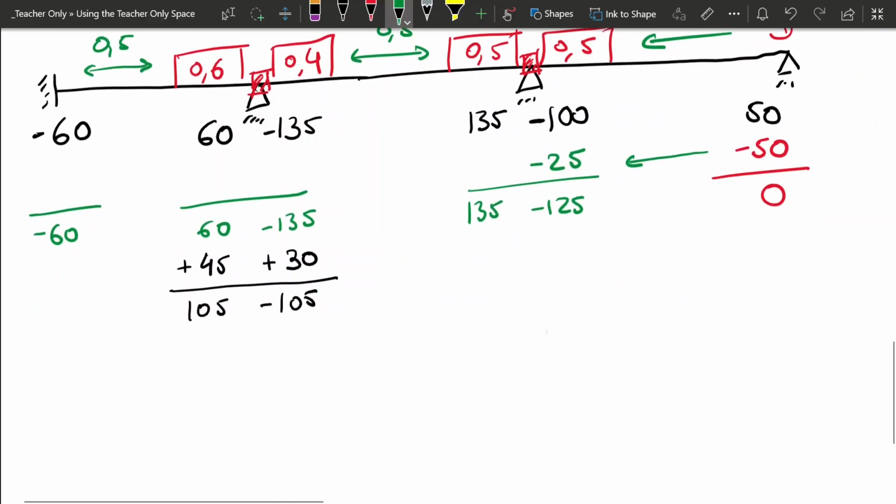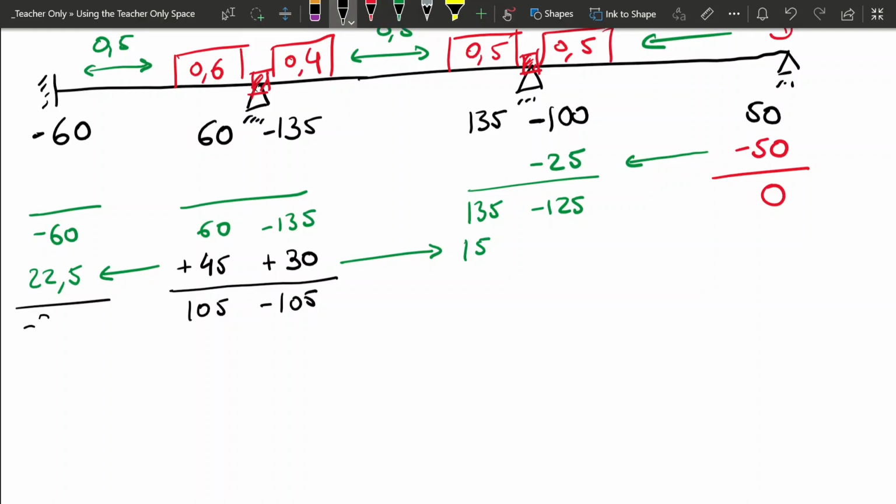Don't forget to send half of the moments to the other side. So that means here we need to send 22.5 to the left, and in this case we need to send 15 to the right. Let's add it up. Here we get minus 37.5, here we get 150, and here stays the same, minus 125.